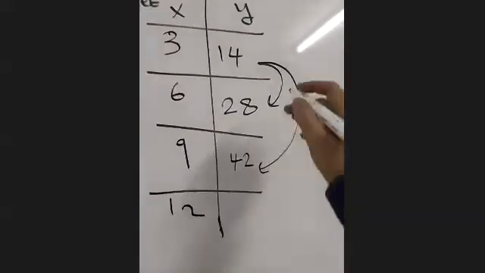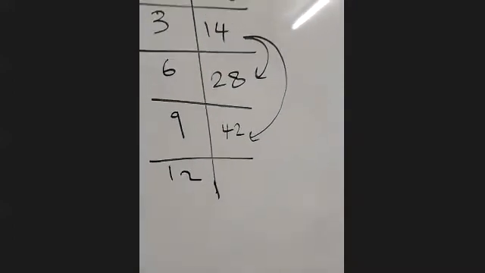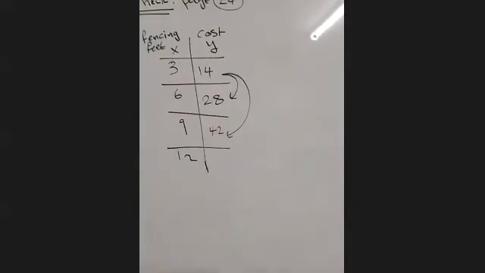Now the last one, guys. If 9 gets 42, how much does 12 get? Who can tell? Iyad, where are you? How are you, Iyad? Fine. Can you tell me how much 12 gets here? 3 gets 14, 6 gets 28, 9 gets 42. The 12.